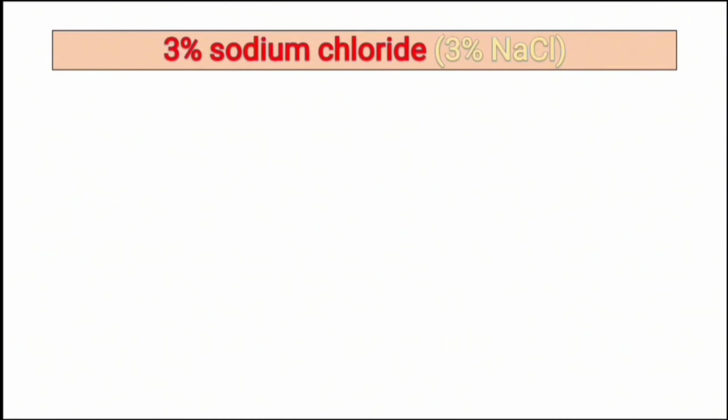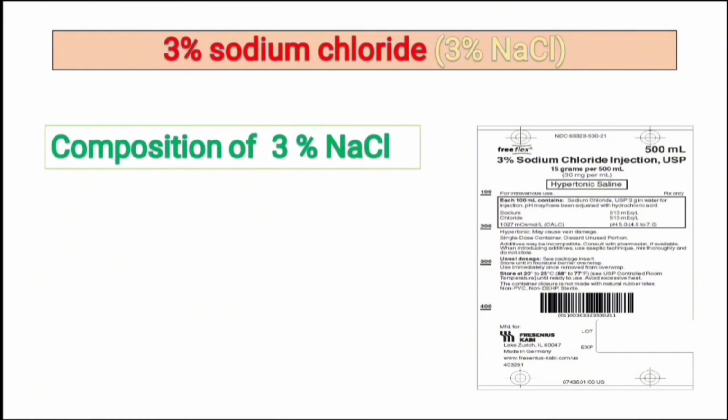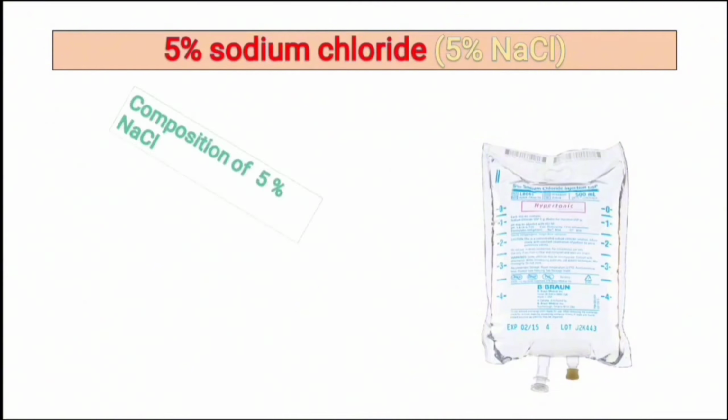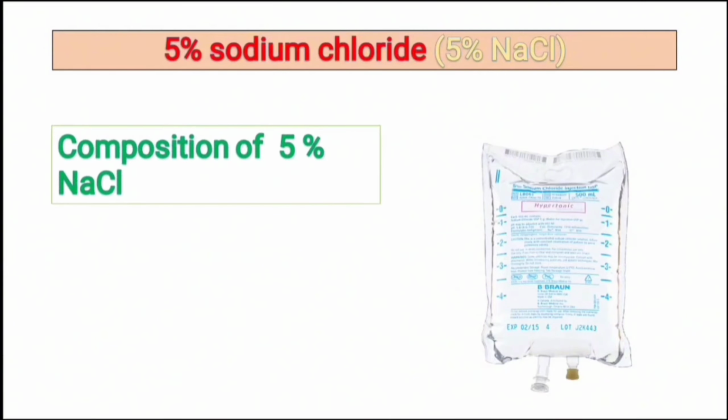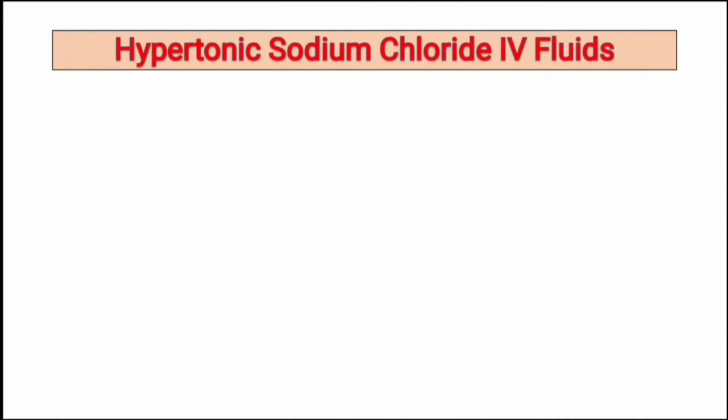Hypertonic solutions: 3% sodium chloride. Composition of 3% sodium chloride: sodium 513 mEq per liter and chloride 513 mEq per liter. Composition of 5% sodium chloride: sodium 855 mEq per liter and chloride 855 mEq per liter.